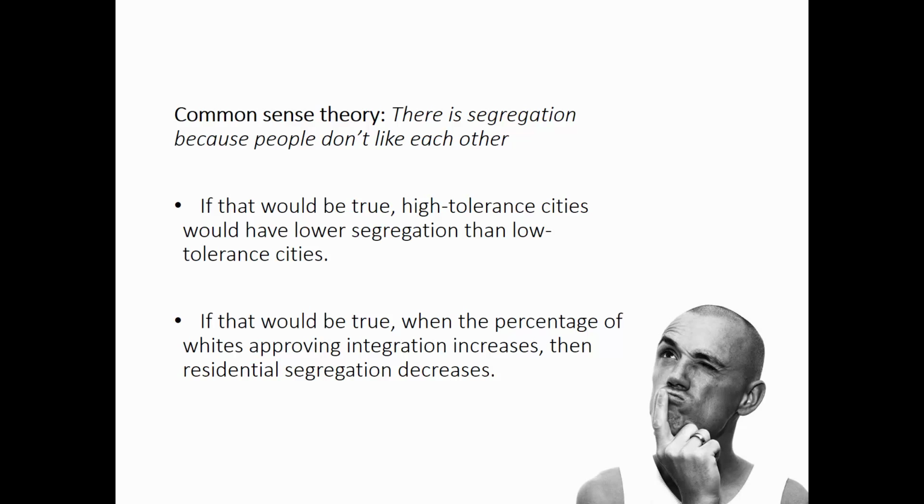The second implication is that when people become more tolerant, segregation should go down. With the first one, you have different parts of the world that are more or less discriminatory in their behavior, so there should be more or less segregation. The second one says, now let's take the world as it is. If people become more tolerant, segregation should go down. That's the second implication of our common sense theory.